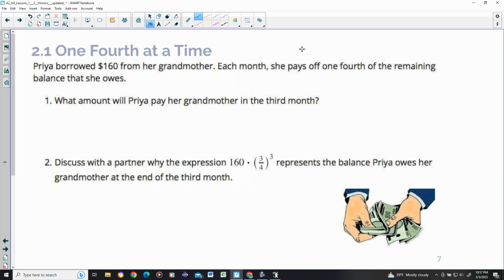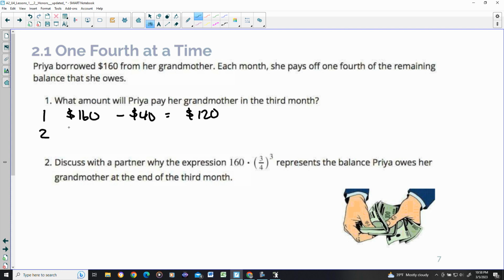Okay, so here's the thing. We're going to look at a balance. So, she's going to pay off 1/4 of it. But then the remaining balance, she's then going to pay 1/4 of that. And then the remaining balance, 1/4 of that. So, I think here we should make a table. So, month number 1, she owes $160. So what's 1/4 of 160? Well, that's $40. So she's going to pay $40, and that's equal to $120.